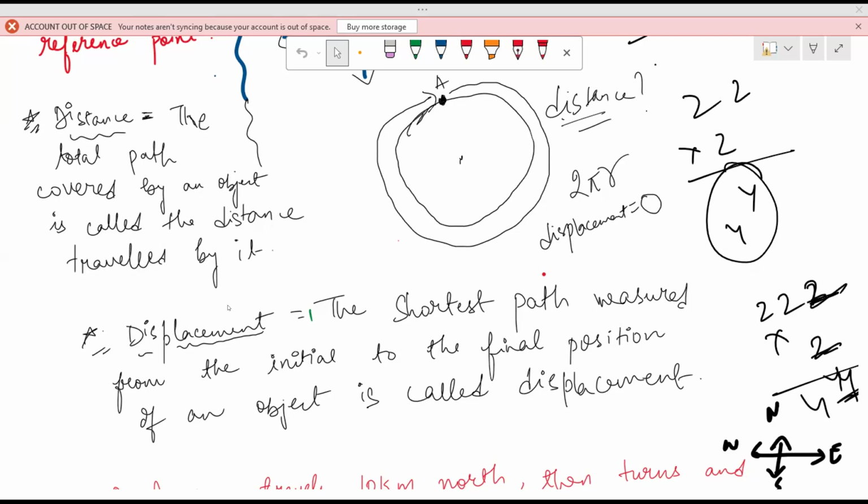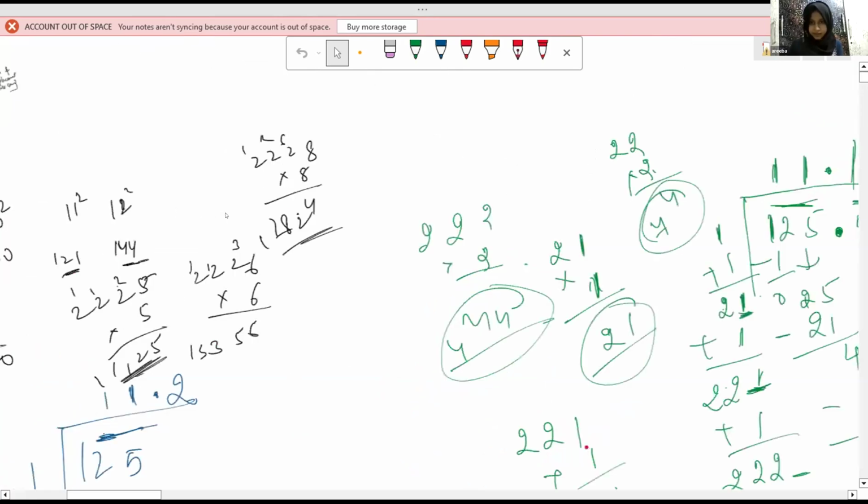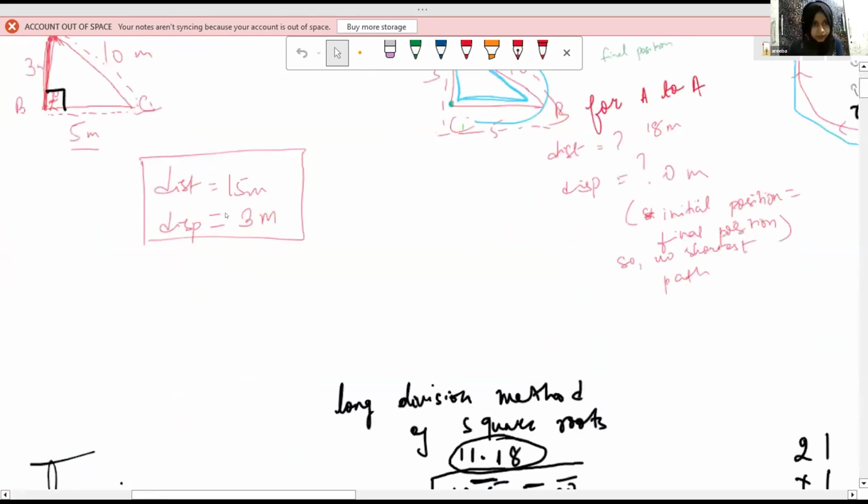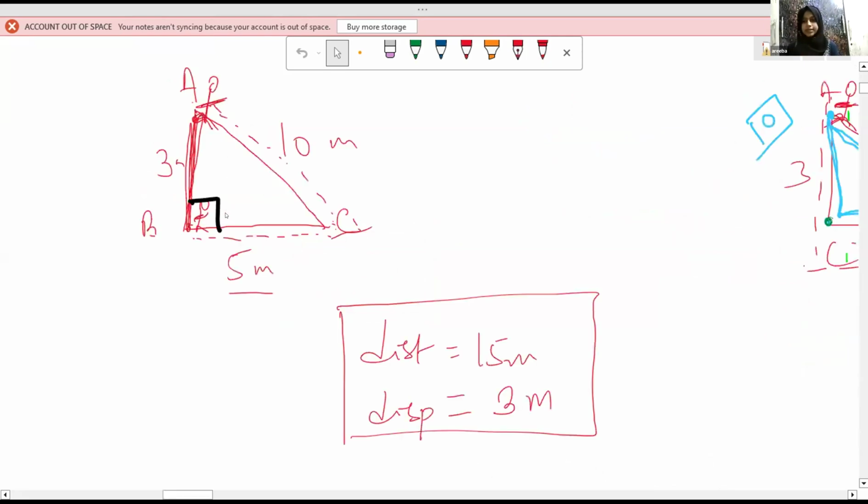All right. So let us talk about distance and displacement in detail. Displacement is basically the shortest path, the difference between final and initial position, whereas distance is the whole path. Let's discuss with the help of an example. Here I have made a few examples for you. Let's say there's this triangular park, and the person has started from this point A. Then he has gone to this point C and then this point B.